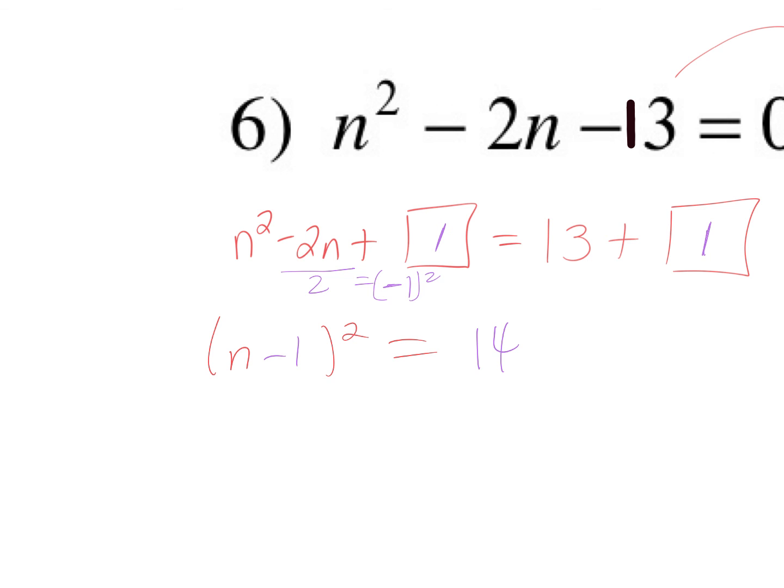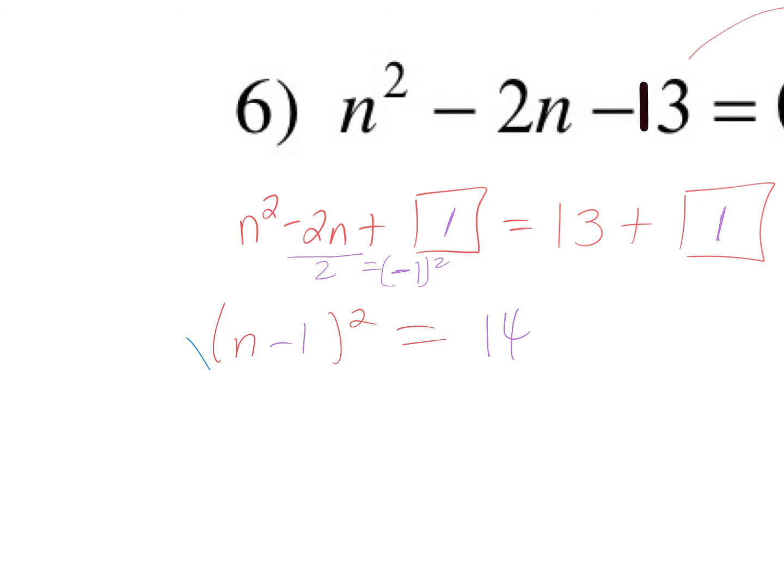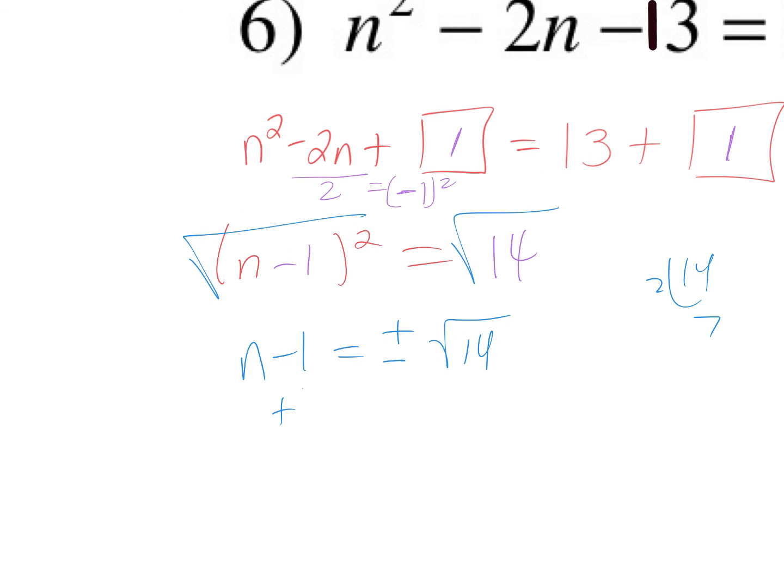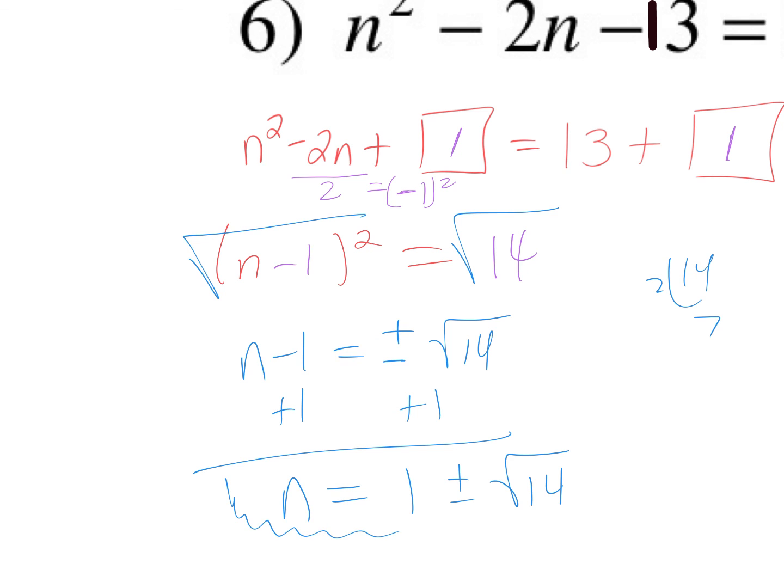Last 2 steps are the exact same. What do I do? Take the square root. So n minus 1 equals plus or minus, right? Square root of 14. Does 14 break down? No, it's just 1, 2, 7, and 14. Right? If I say 14, 2 goes to 7, so it doesn't break down. What's the last thing I need to do? Add 1. Add 1. So n equals 1 plus or minus the square root of 14. And there's your answer.